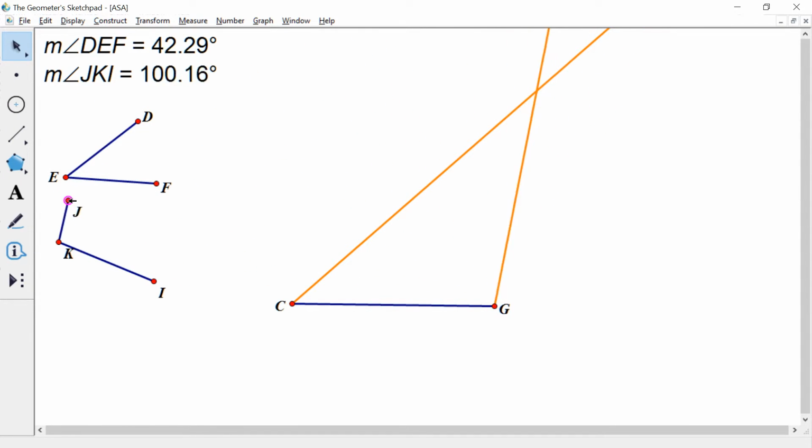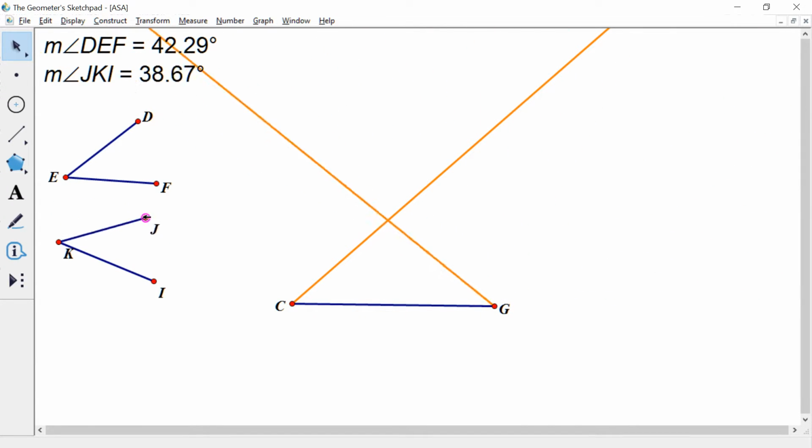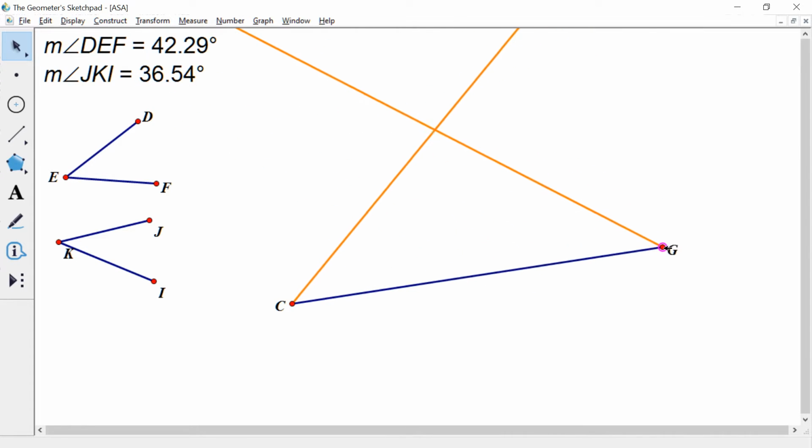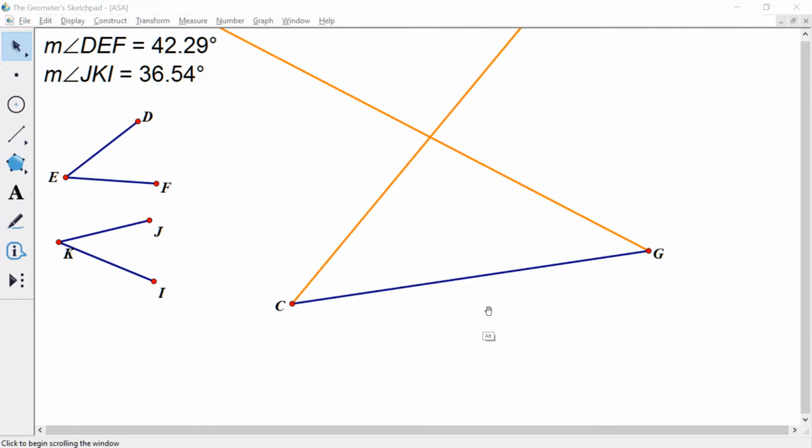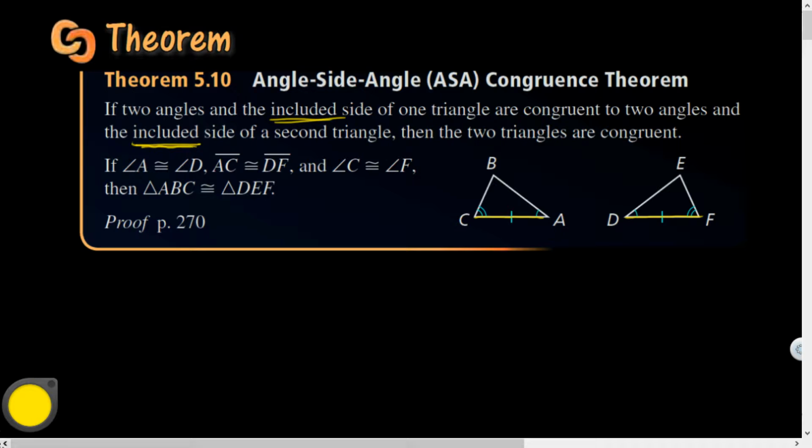Will it go obtuse for me? Yeah, it does. And then it's just not even a triangle anymore. Whoa, that's craziness. But yeah, so Angle-Side-Angle, two angles and their included side, will result in just one triangle possible. So that's what this theorem suggests.